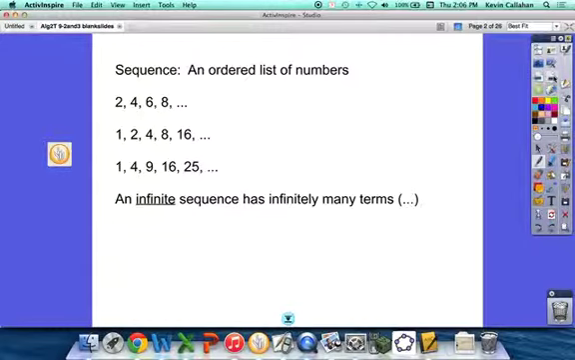These are a few examples of sequences. By ordered, it means 2, 4, 6, 8 is a different list than 8, 6, 4, 2. If you change the order, it's not the same sequence anymore, right? So each number has a position. There's a first term and a second term and a third term and a fourth term. That's what we mean by ordered list of numbers.